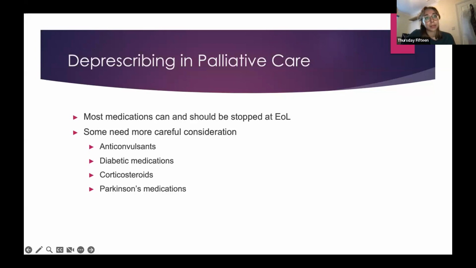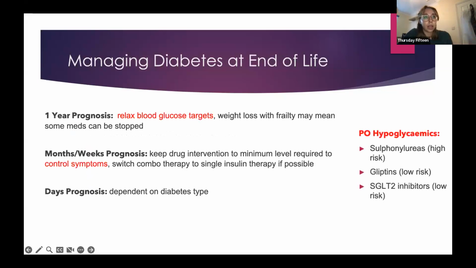Osteoporotic meds should also be stopped unless you're using them for hypercalcemia, which was like the question before, and the hypercalcemia is symptomatic, and it's a risk benefit balance. Something that lots of people struggle with, and I struggle with at work sometimes, is managing diabetes at the end of life. So this is all taken from Diabetes UK, and it does vary on the patient's prognosis.